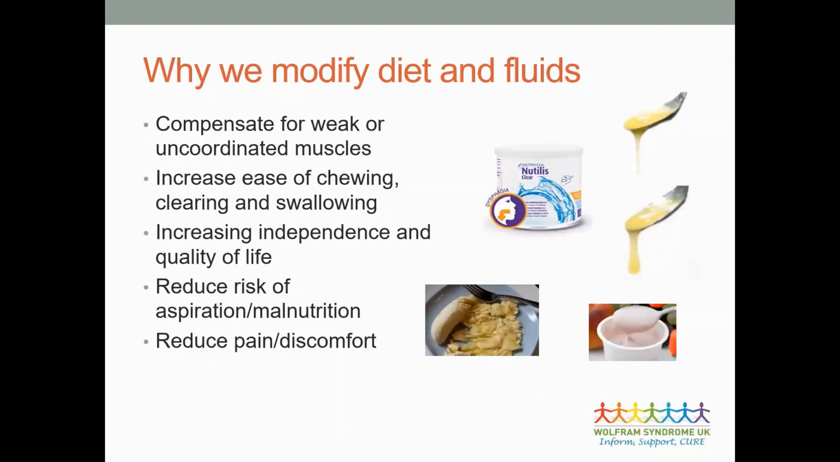So I'm going to talk a bit more about diet and fluid modification and why we do this. So changing the consistency of someone's food and drink is useful and can compensate for any weakness or incoordination of muscles. It can make chewing, clearing your mouth and swallowing easier. It can increase somebody's independence and their quality of life. And it can also reduce any pain, any discomfort and risk of aspiration and malnutrition.